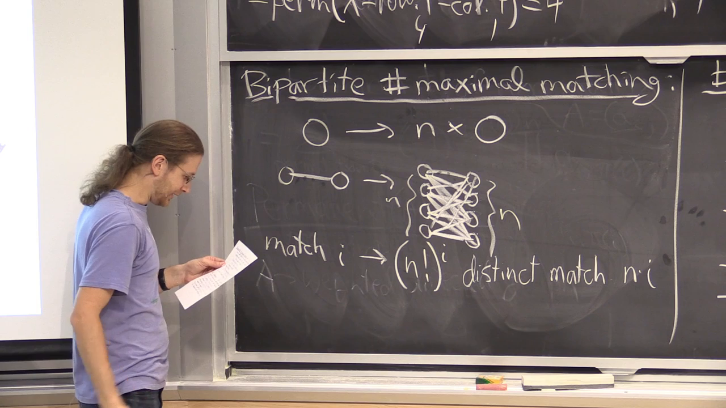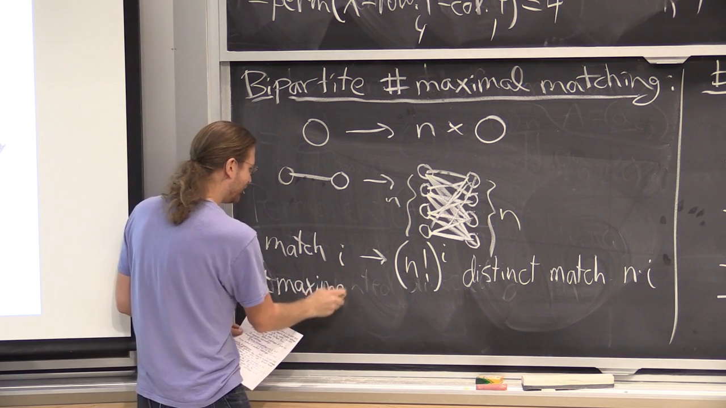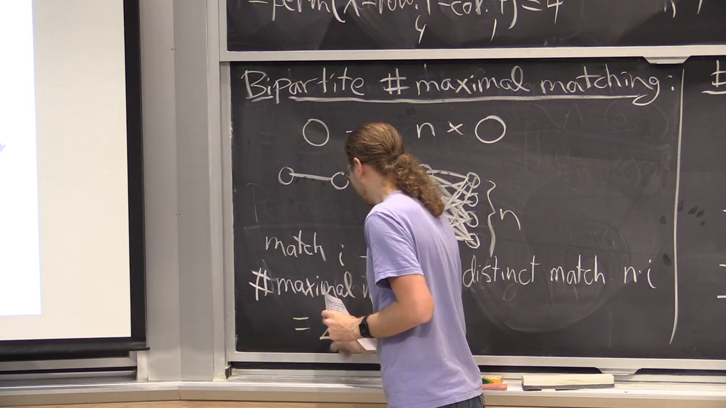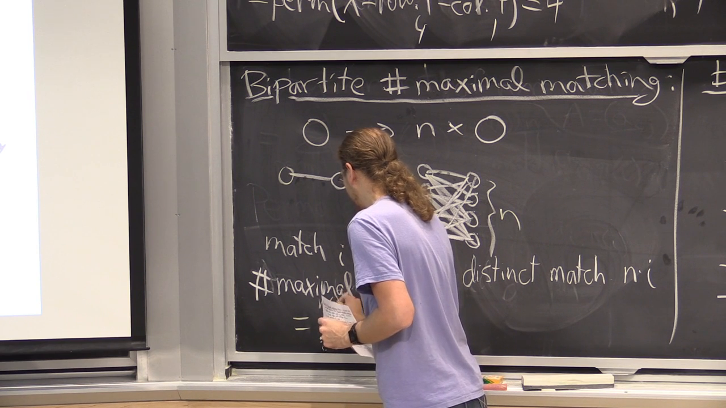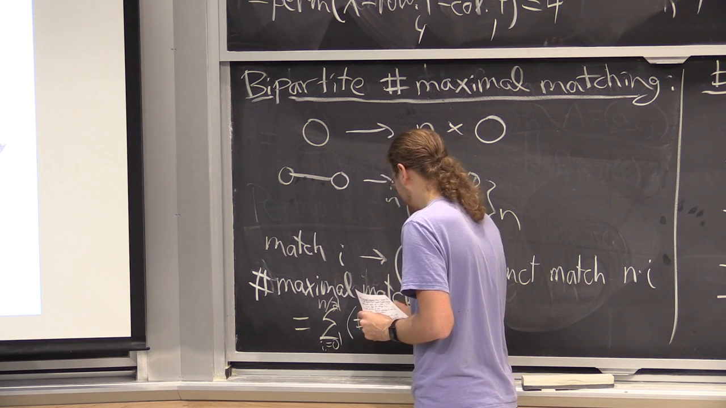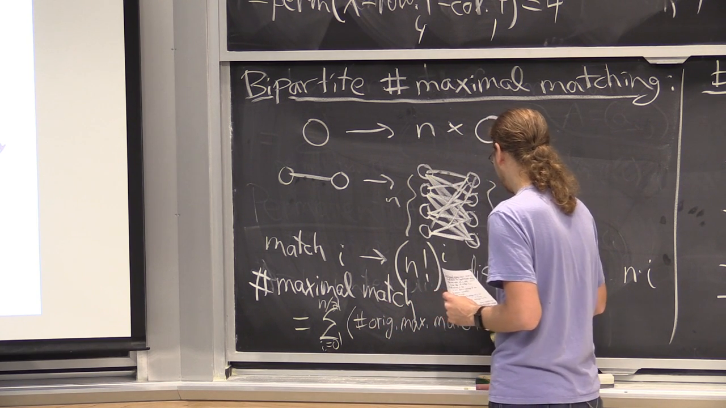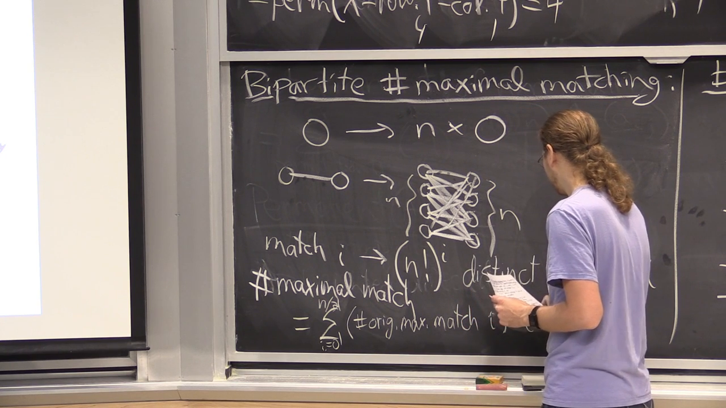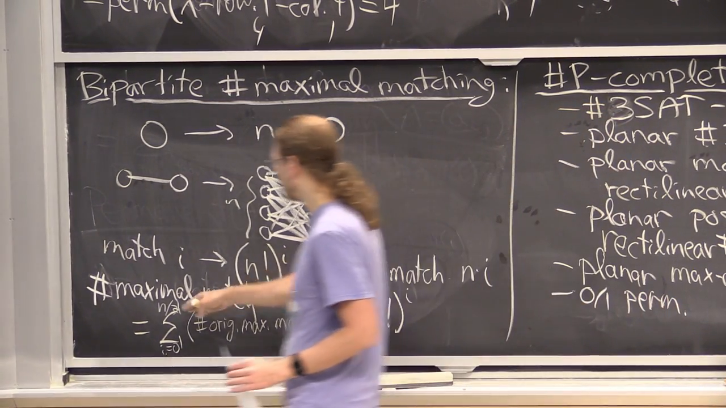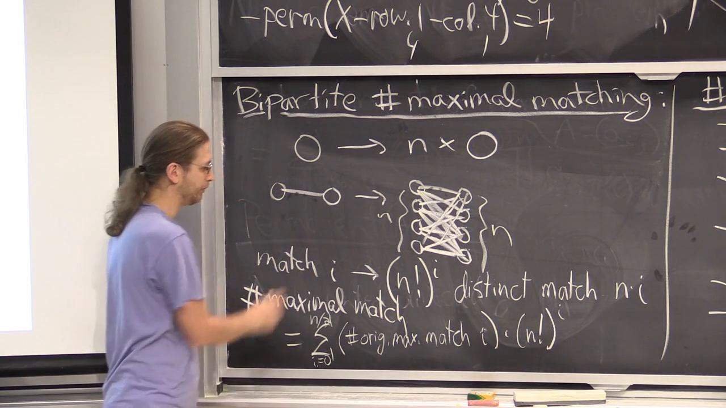So let's see. It shows how much I know. The number of maximal matchings is going to be the sum over i equals 0 to n over 2, which are the possible sizes of the old matchings, I should say, of the number of original maximal matchings in the input graph of size i, times n factorial to the i. Okay, this is just rewriting. I'm summing over all i. So I have however many matchings I used to have of size i, but then I multiply them by n factorial to the i, because these are all independent.